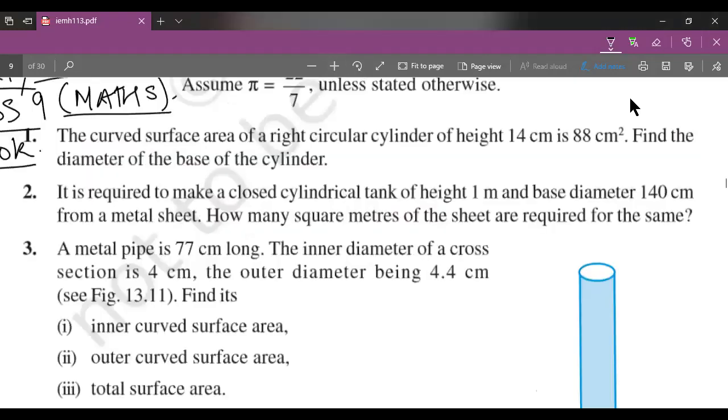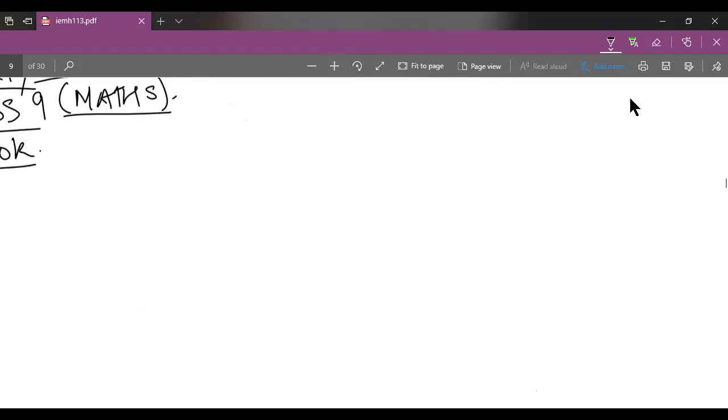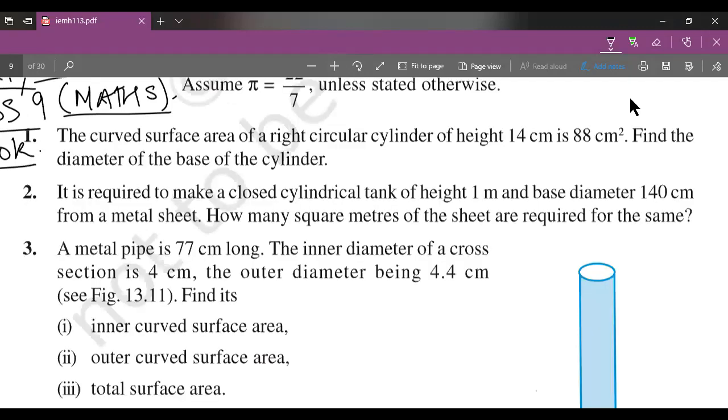The curved surface area of a right circular cylinder of height 14 centimeters is 88 centimeters square. Find the diameter of the base of the cylinder.